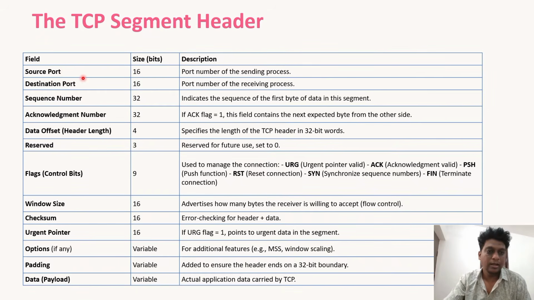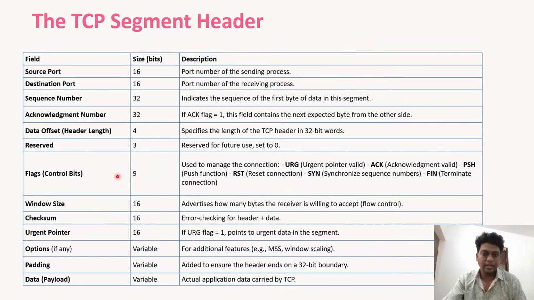TCP segment header: source port 16 bits, destination port 16 bits. The source port is the port number for the sending process, and the destination port is for the receiving process. The sequence number helps indicate the sequence of the first byte of data in the segment. Then the acknowledgement number: if the acknowledgement flag is 1, it contains the next expected byte from the sender side. Then the header length, which specifies the length of the TCP header in terms of 32-bit words. Then the reserved field, which is kept for future use and is initially set to 0.